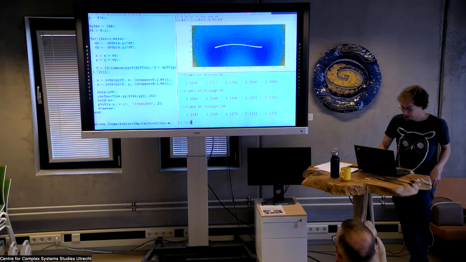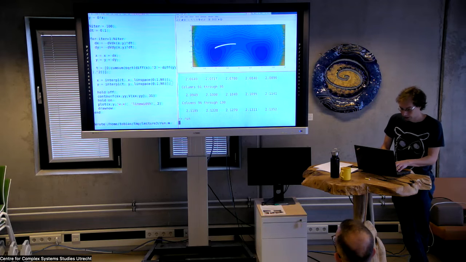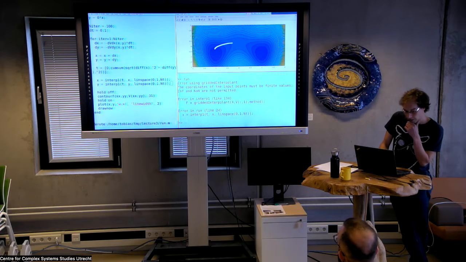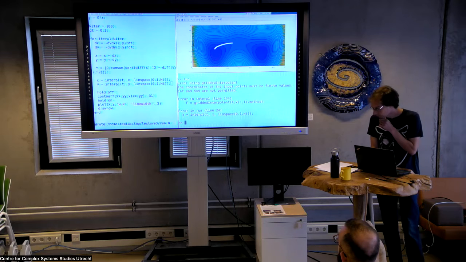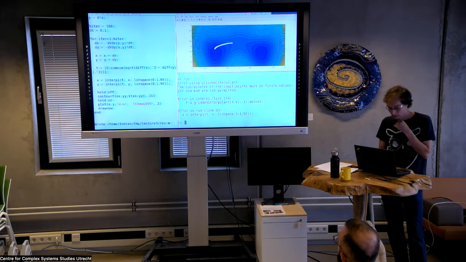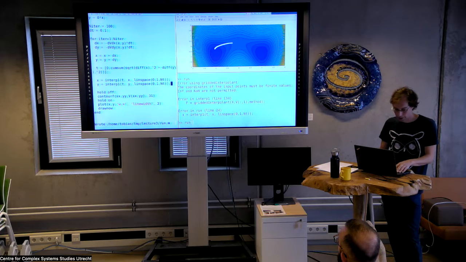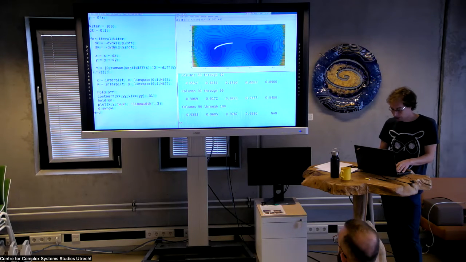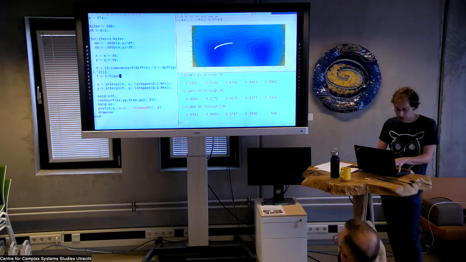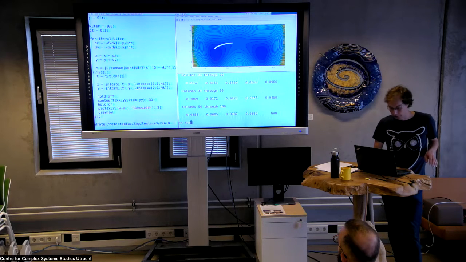So let's see whether that's it. It's not. I see what I did wrong. t is not going from 0 to 1. t is up to a bigger number. So I want to normalize t by t end. Now t is between 0 and 1, and I want to interpolate.